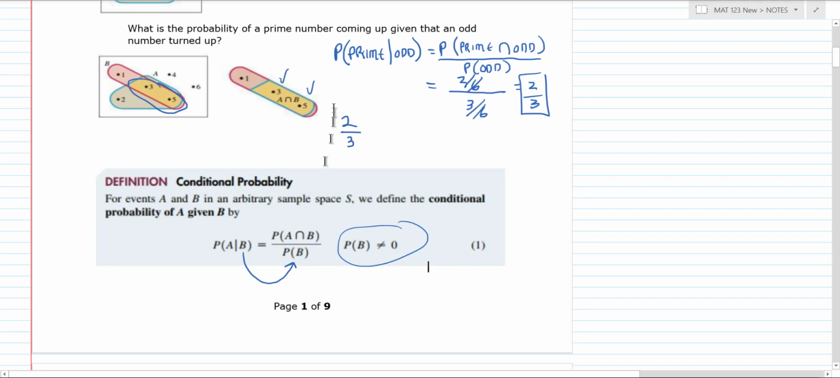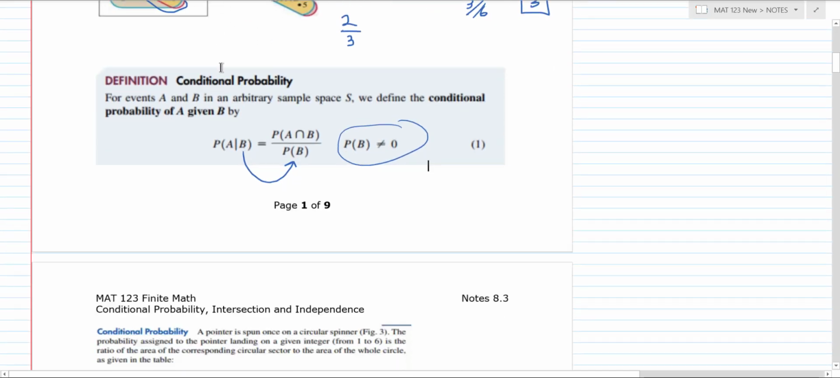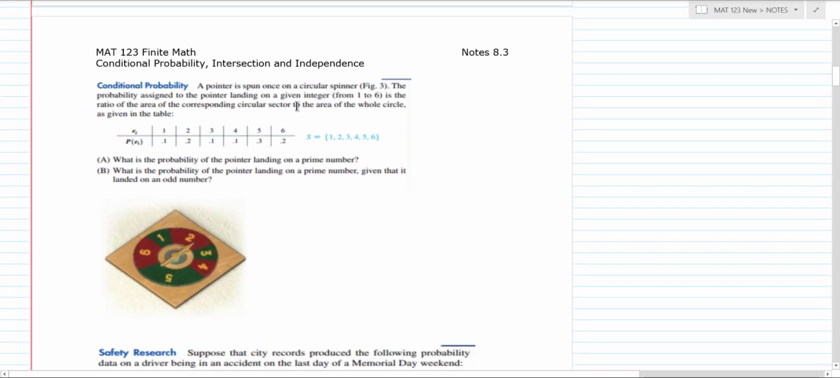So that's what I did in this problem. I did the probability of the intersection of prime and odd numbers, which is two numbers that are prime and odd out of 6. Then I divided it by the probability of it being odd. There's a 3/6 probability of the die turning up odd. Okay, so that's how you work out given probabilities.